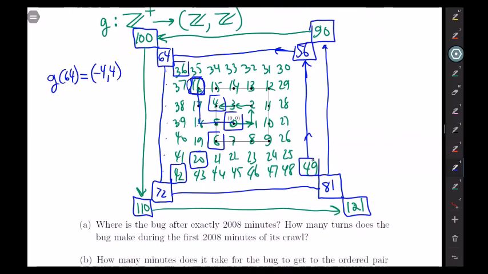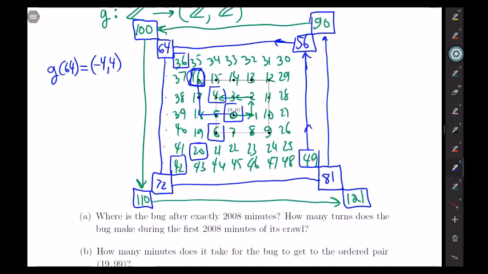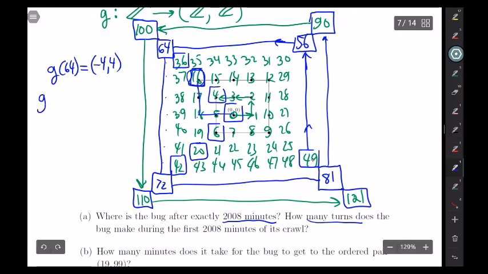Okay, the first question shows up. First question, where is the bug after 2008 minutes? Go. Let's see who will be the first one to answer this question. I want to figure out where the bug is at time 2008, and then I also want to figure out how many turns it did until that time. So you need to give me the coordinates. So the first question is asking G of 2008.